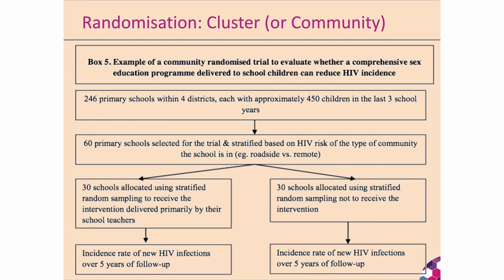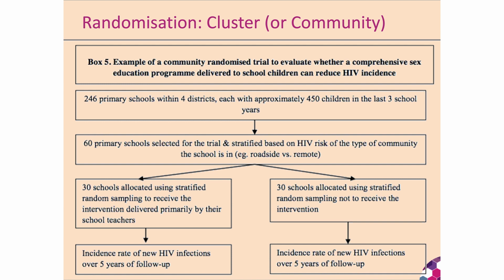But if it's a community or a cluster that is being studied, and this is an example of one, which is a community randomized trial to evaluate comprehensive sex education delivered in schools to school children to reduce HIV incidence. And so the participants are 246 primary schools within 4 districts, each having about 450 children in the last 3 years. And from that they select 60 primary schools and they stratify by HIV risk.